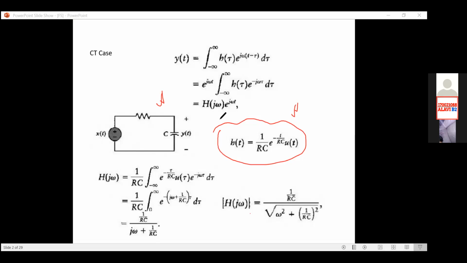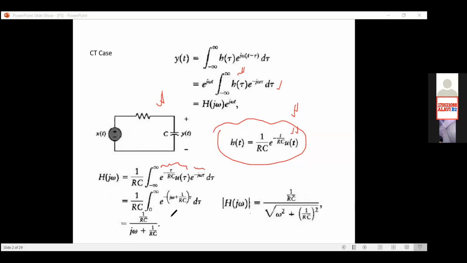Now your transfer function can be determined using this integral, but you need to know your h(t), otherwise you cannot do that. So this example illustrates how, if your h(t) is known, we can find H(jω). It is very simple: you integrate this equation and replace h(t) by its expression, with a dummy variable τ, so that it becomes e^(jωτ) dτ.